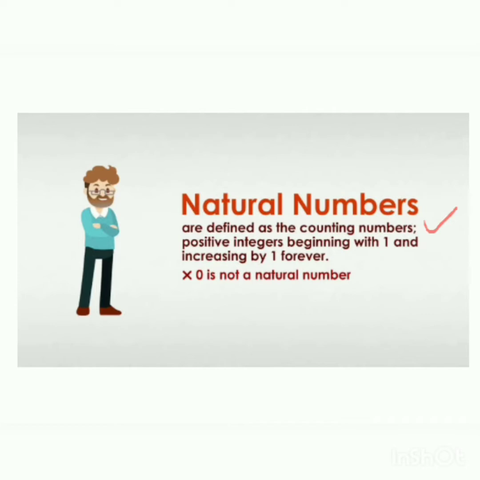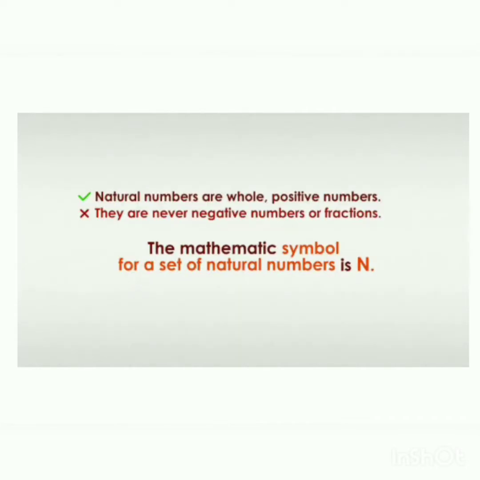Natural numbers are defined as the counting numbers, positive integers beginning with 1 and increasing by 1 forever. The starting number is 1 and each coming number increases by 1, which means 1 plus 1 is 2, 2 plus 1 is 3, 3 plus 1 is 4, and so on. Here is also a point to note: 0 is not a natural number. Students, natural numbers are whole, totally positive numbers. Here there is no element or number that is negative or in the form of decimals. They are never negative numbers or fractions.